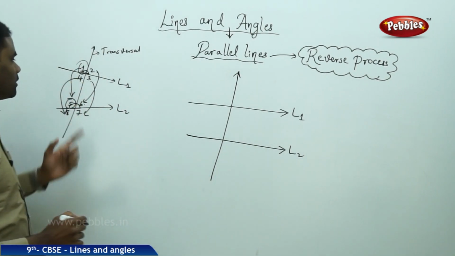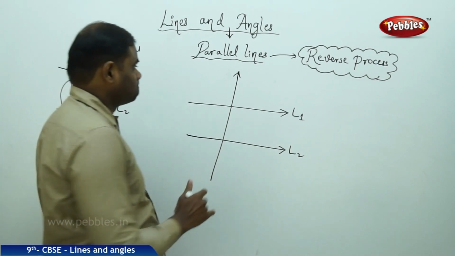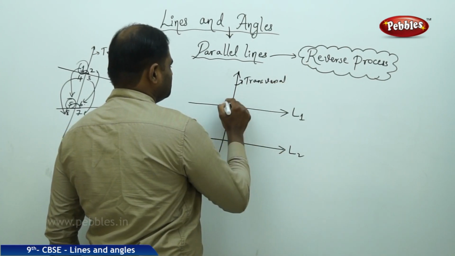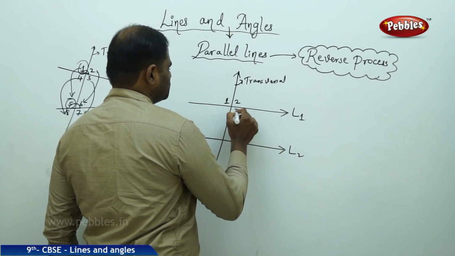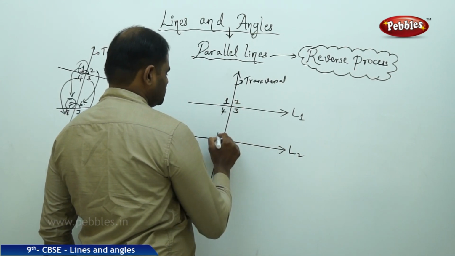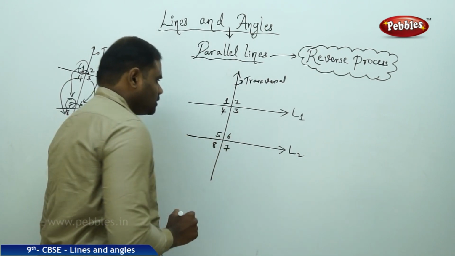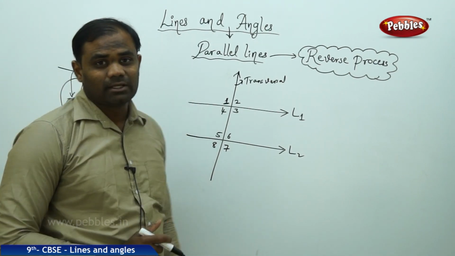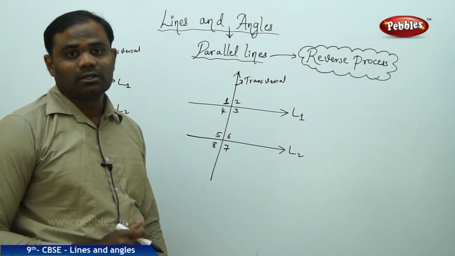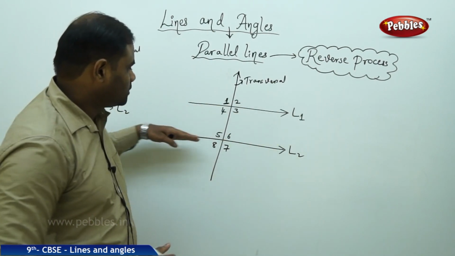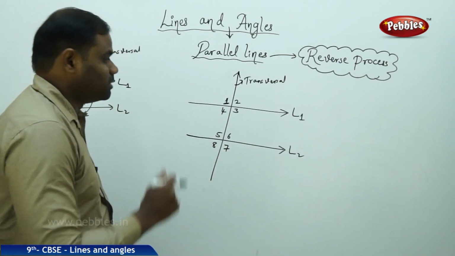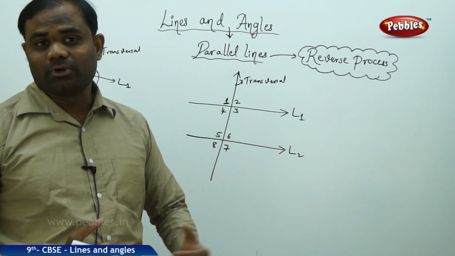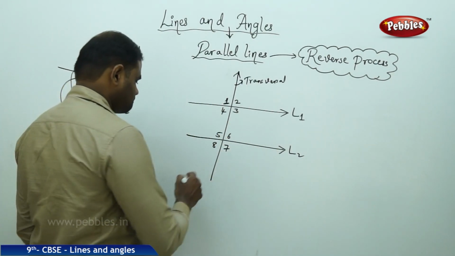If the corresponding angles are equal, then let's take the case where the corresponding angles are equal. So here 1, 2, 3 and 4, 5, 6, 7 and 8. Then the property says that if the corresponding angles are equal, then the lines which form that angle with the transversal must be parallel. If the lines are not parallel, then we cannot have the possibility that the corresponding angles are equal.